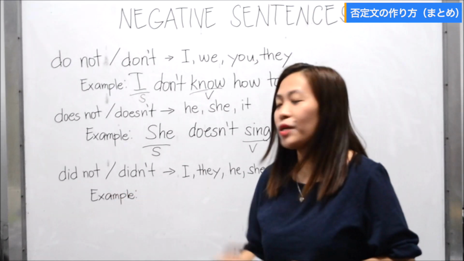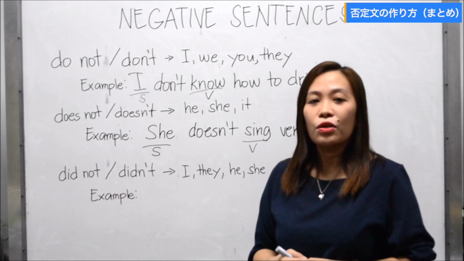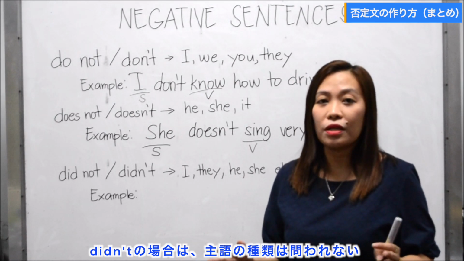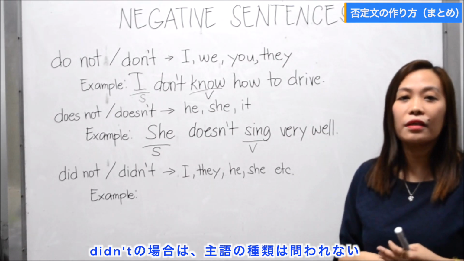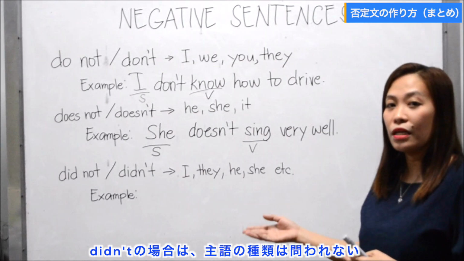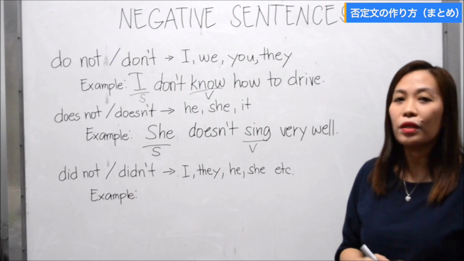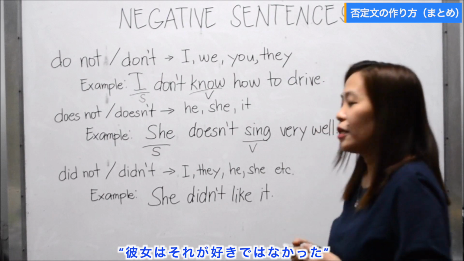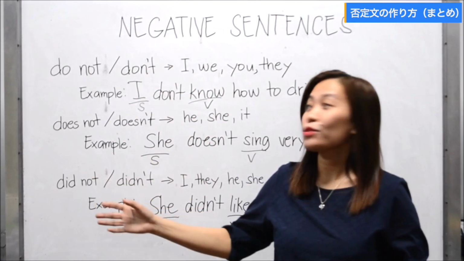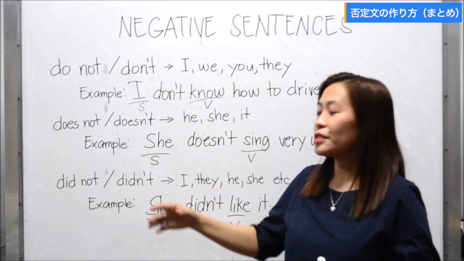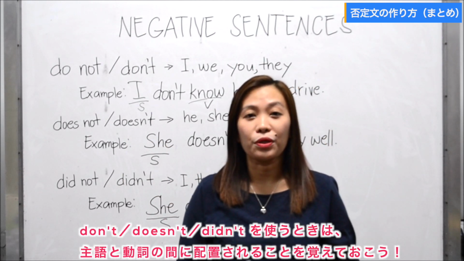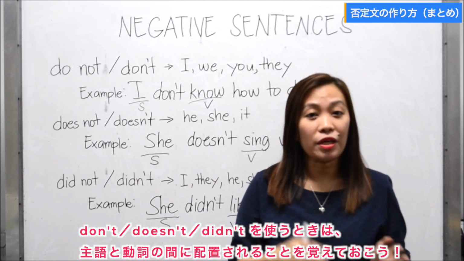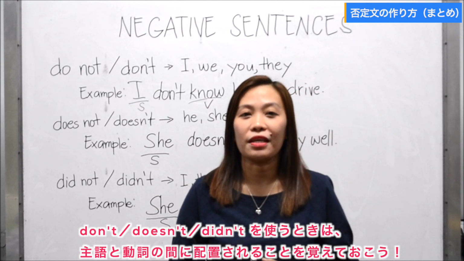And lastly, we have did not or didn't. So in the past form, didn't stays the same for all the subjects, whether it is I, they, he, she, etc. For example, she didn't like it. So these are the examples of don't, doesn't, and didn't. Always remember, we put don't, doesn't, and didn't between the subject and the verb to make it a negative sentence.